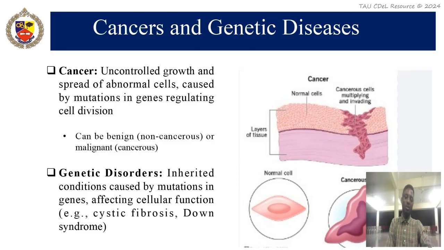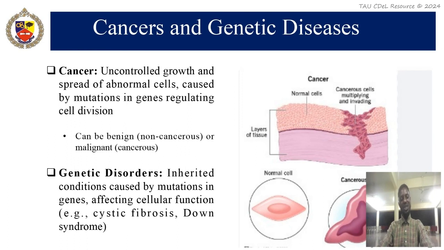cell division. Cancer can be benign, which means non-cancerous, or the cells can be what? Malignant, which is cancerous. When we say cells can be benign, it means it is not cancerous. We also have what we call genetic disorders, and what leads to genetic diseases.